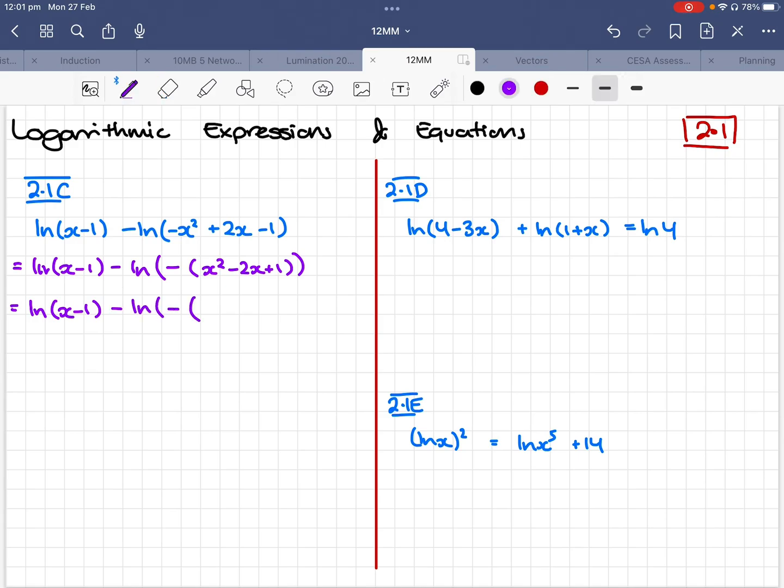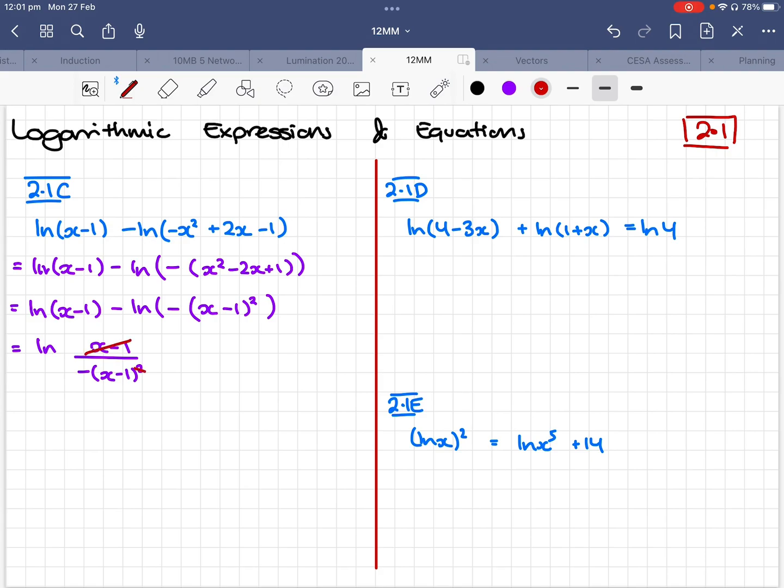In fact, if we think about our quadratic rules, this is a perfect squares quadratic, so we can write this as x minus 1 all squared. And now what I'm noticing is we've got ln of x minus 1 minus ln of negative x minus 1 all squared. We're seeing something that is going to cancel out in a moment. So let's write this as a single logarithm. It's ln of x minus 1 over negative x minus 1 all squared.